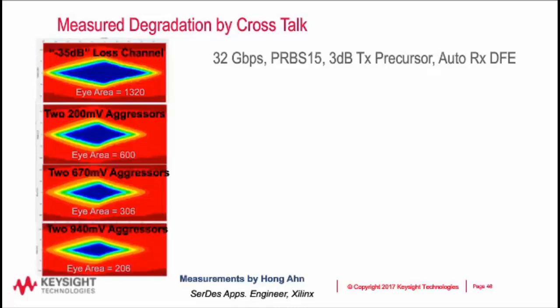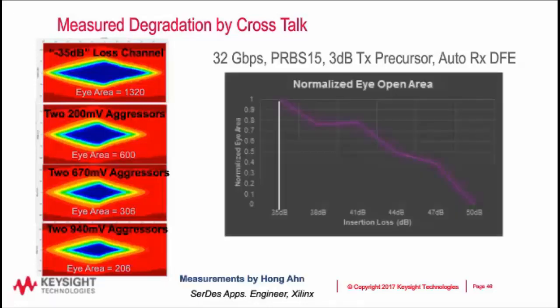Now what's really exciting to look at here, this is a 32 gigabit per second signal, PRBS 15, and in simulation we showed how we really don't want to maximize our TX precursor, so we're using the 3 dB of equalization on the TX, and we have our auto RX decision feedback equalizer. Now we have a plot of how the eye on the left, we're looking at how the normalized eye degrades as we increase from minus 35 dB of loss to all the way up to 50. So in this plot here, we started with a normalization of the eye at minus 35 dB, no aggressor or crosstalk, and we kept adding more channel loss, and we can see how the eye opening degrades all the way up to 50 dB of loss at Nyquist.